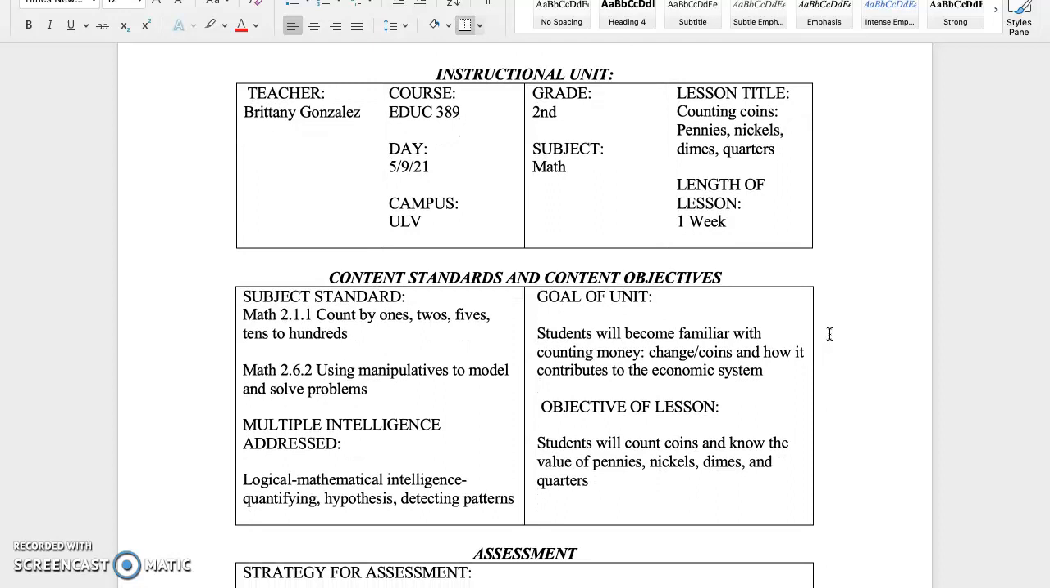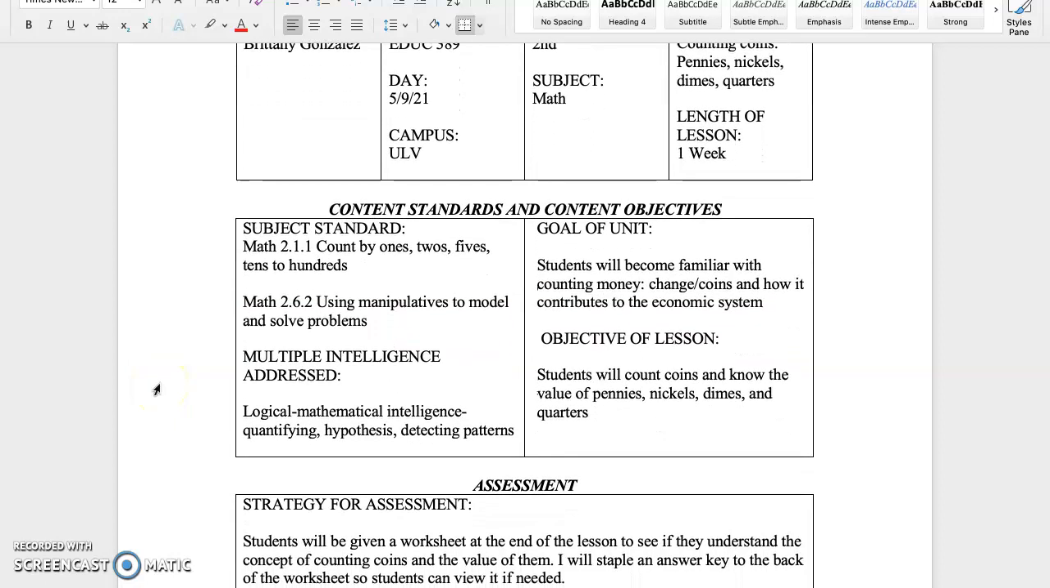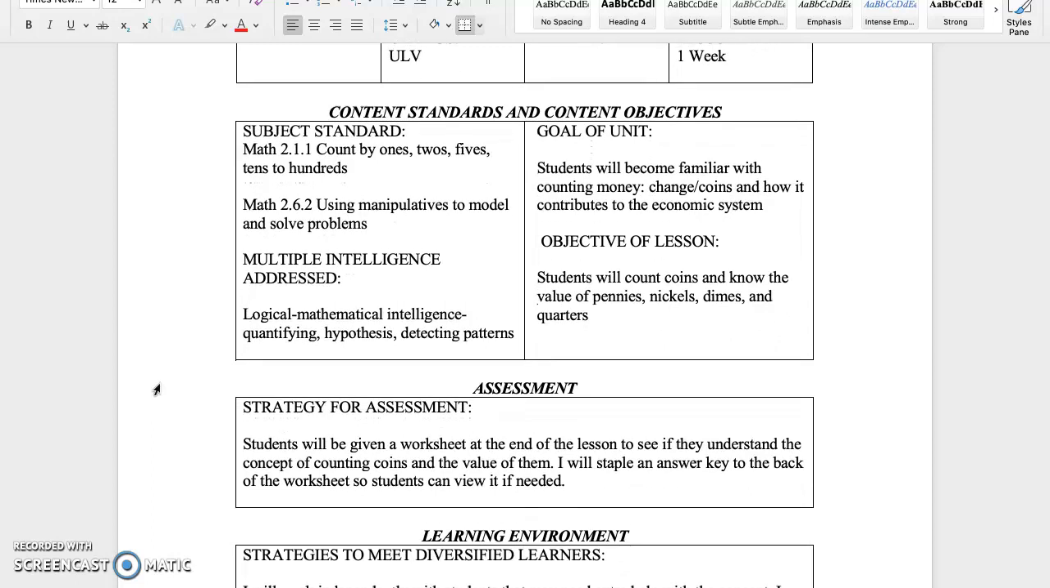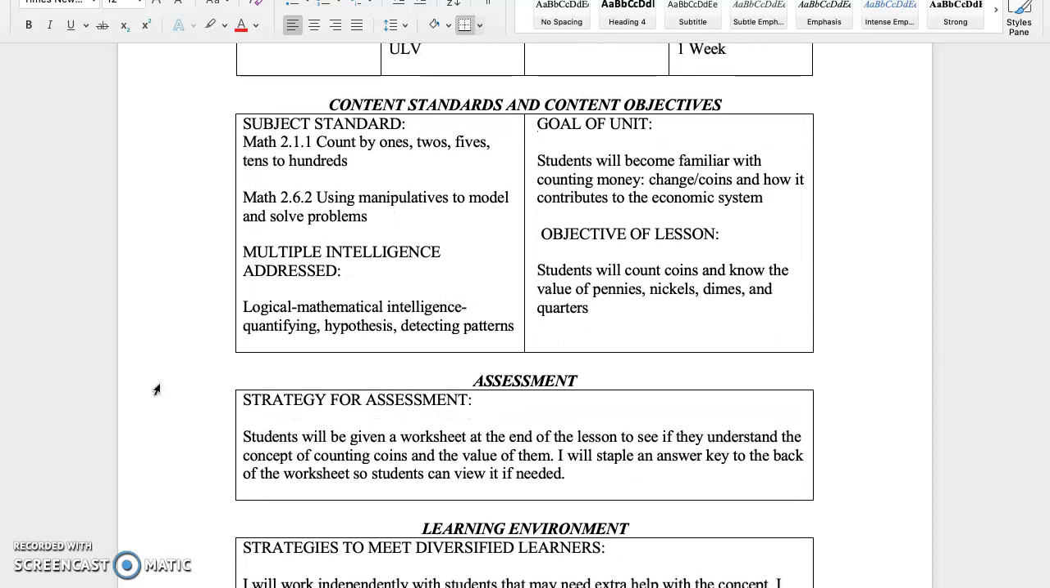I believe this would take maybe about a week to discuss, just because it is a really big topic. I don't know exactly how long students usually take to learn about this. I feel like they would take quite some time, like I said, because it is a big topic and a big lesson.